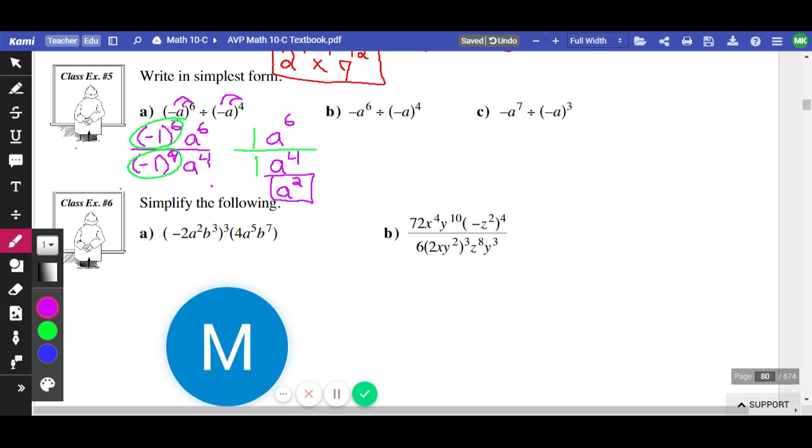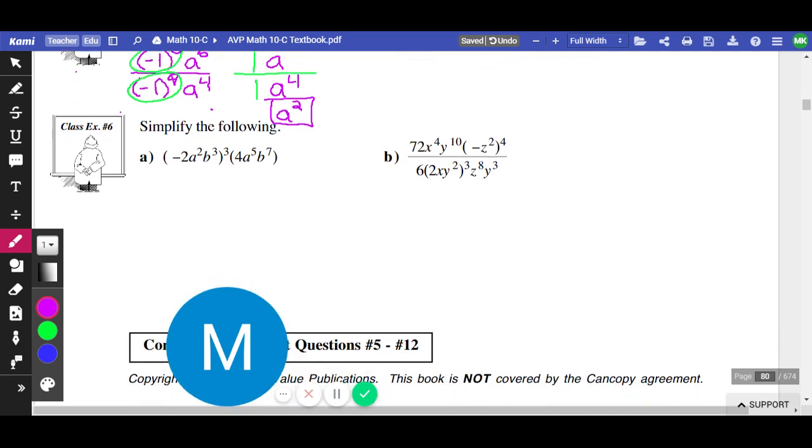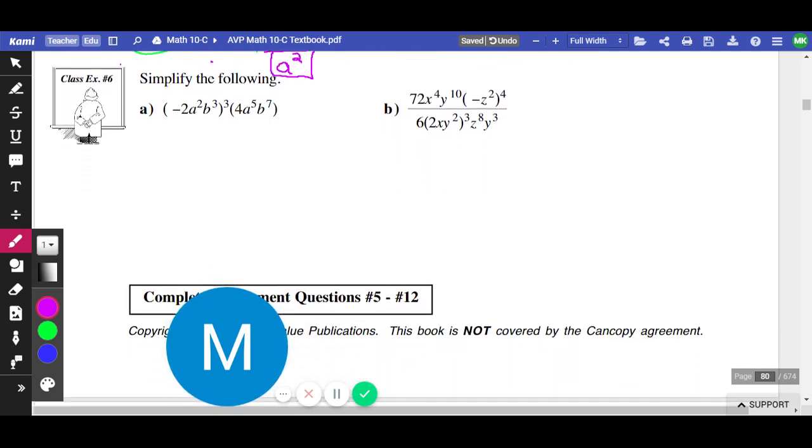I won't do the other ones because we've talked a lot about negatives, and I've been taking my time on other questions with negatives. Okay, but just remember that it means there's a negative 1 there. We will try to tackle class example number 6. Particularly, B looks like it could be a lot of fun. Okay, so we'll do A. We'll do A pretty quick.